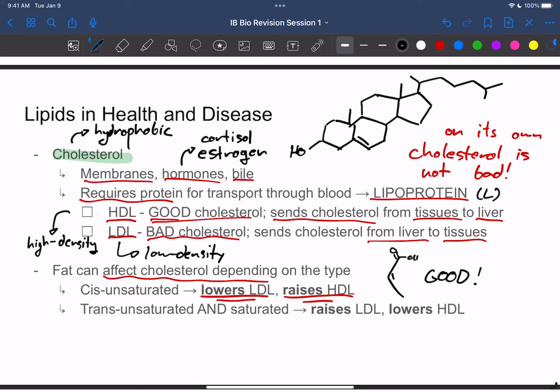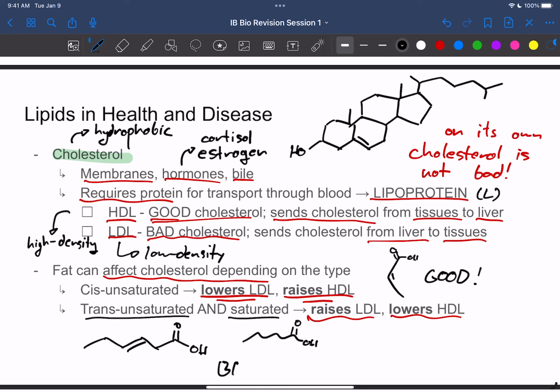Then we have trans-unsaturated and saturated. And these are going to raise LDL and lower HDL. And this is bad. What are these again? Well, trans-unsaturated looks like this. And saturated just looks like this. And these are both linear, and they're solid at room temp. And these are bad because they increase cholesterol going to your tissues instead of back to your liver. And this isn't good because maybe your cells don't want any more cholesterol, but they're getting in them anyway. And that creates a lot of problems.